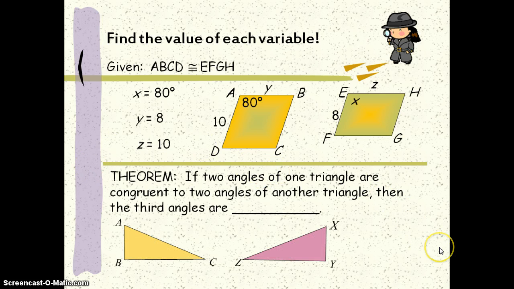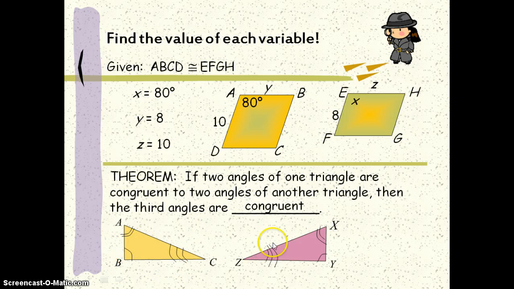Here's a new theorem. If 2 angles of one triangle are congruent to 2 angles of another triangle, then the third angles are blank. So if we have 2 angles of one triangle congruent to 2 angles of another triangle, what can we say about those third angles? Well, these are always going to be congruent no matter what. So the third angles are always congruent.